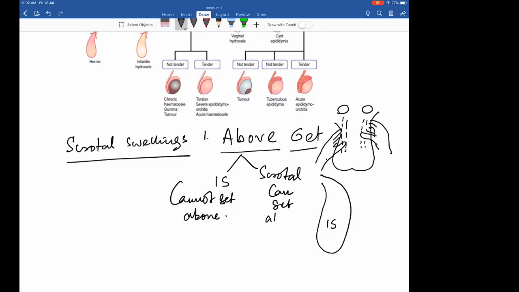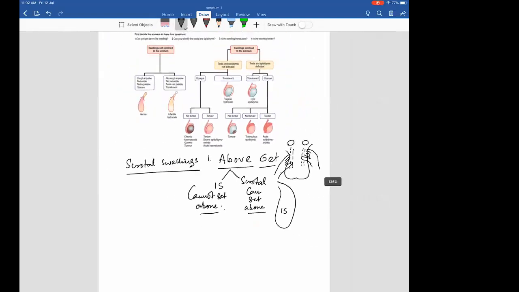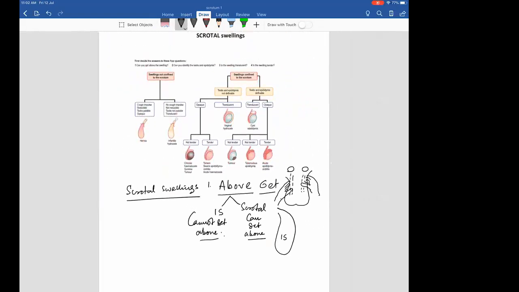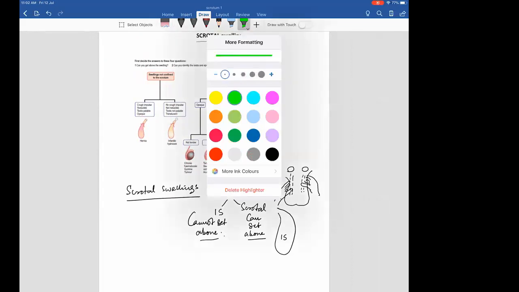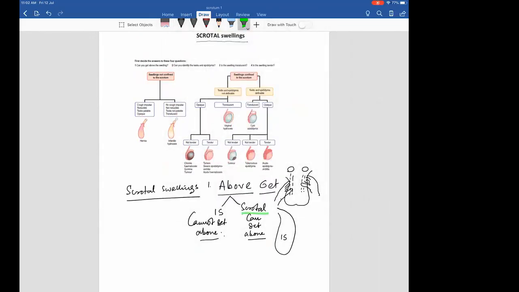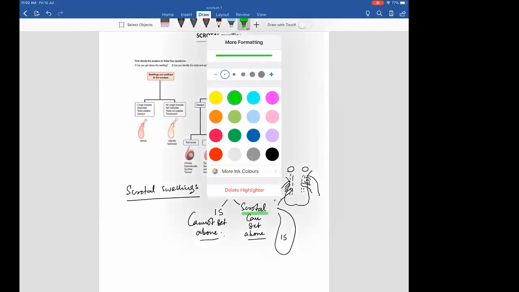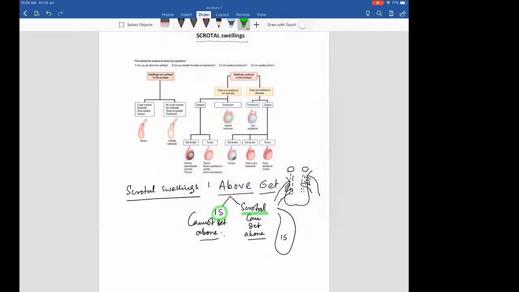Now, believe me, this is the first and the most basic step that every examiner in a practical examination will always like you to have. So, the first part is getting above the swelling. Again, I will repeat: if you can get above the swelling, this will be called a scrotal swelling, whereas if you could not get above the swelling, then this will be called an inguinoscrotal swelling.